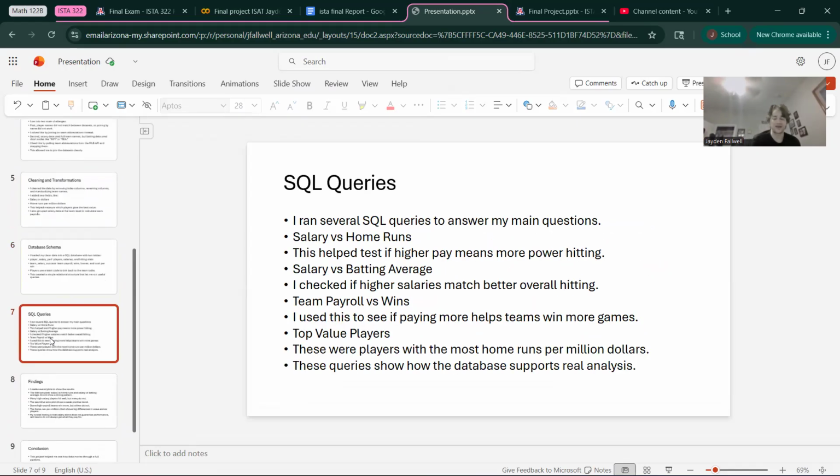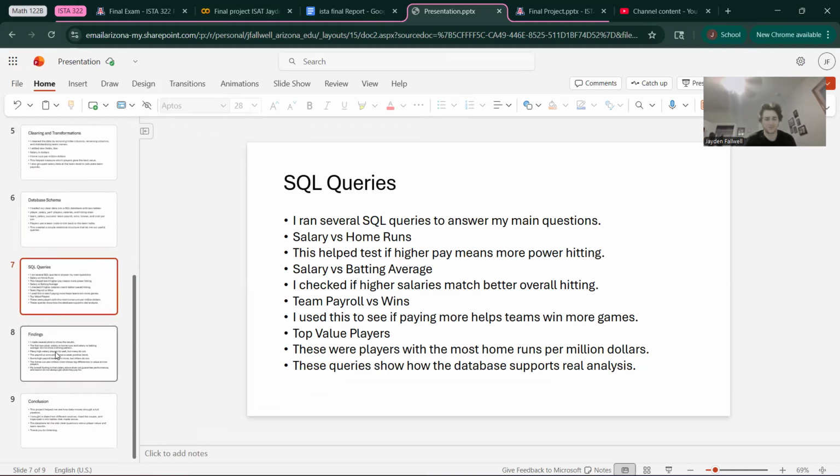For the SQL queries, I ran several to answer my main questions. Salary per home runs helped test if higher pay means more power hitting. Salary per batting average checked if higher salaries match better overall hitting. Team payroll with wins showed if a higher team payroll means more wins. And top value players were the players with the most home runs per $1 million. These queries show how the database supports real analysis.